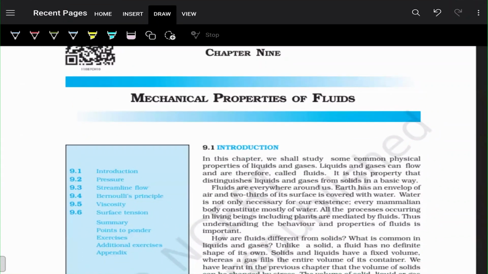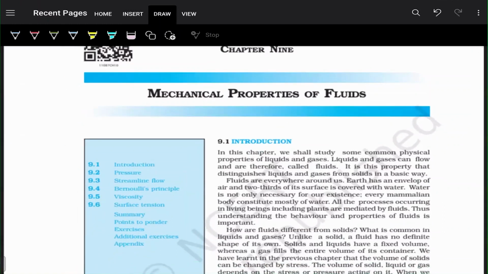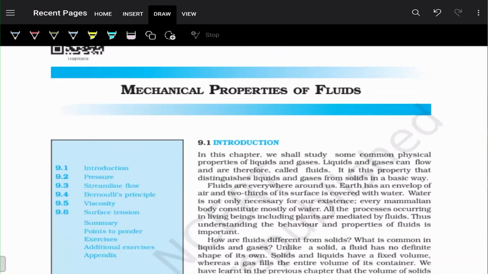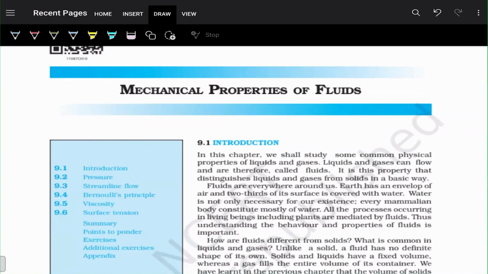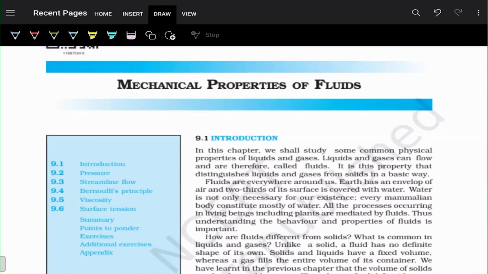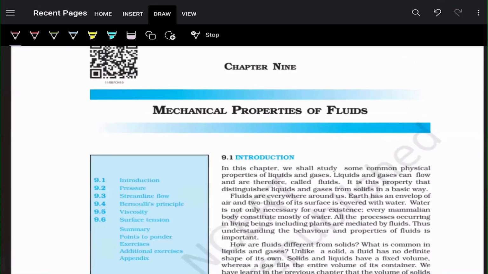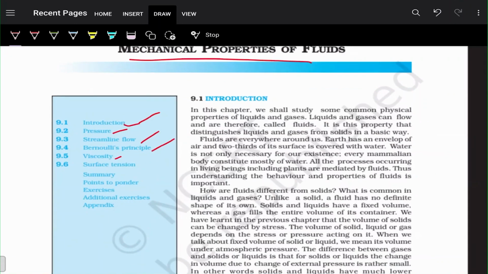Already discussed the introductory part: pressure, then streamline flow, then Bernoulli's principle, then viscosity. What is left for us to discuss in today's class? Surface tension. Okay, so let's discuss surface tension today.